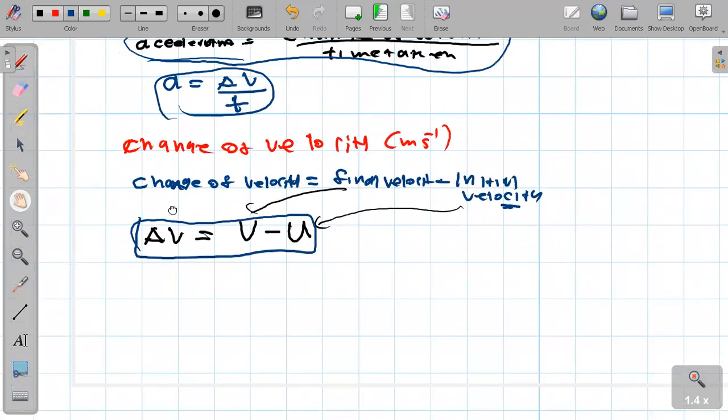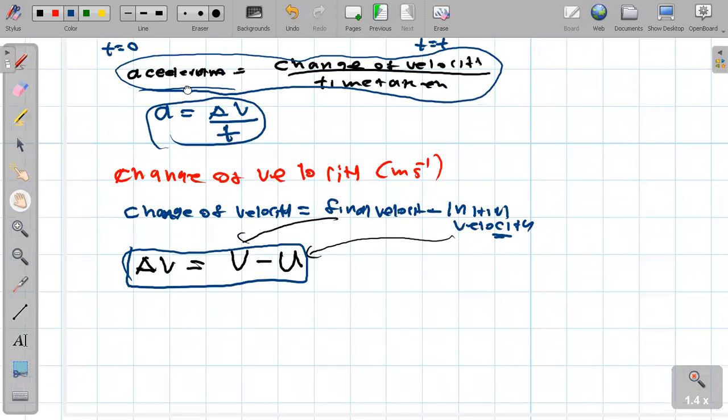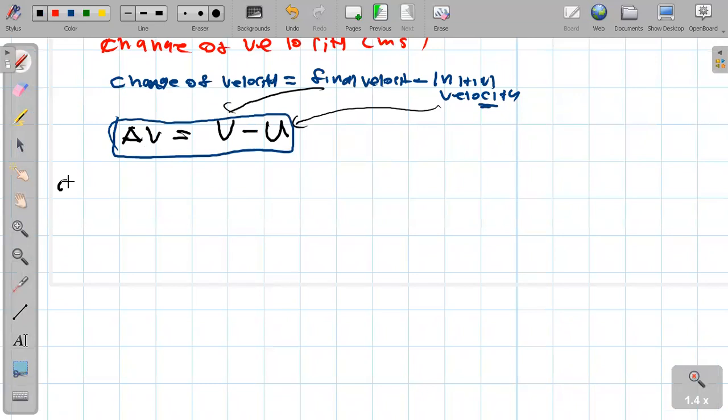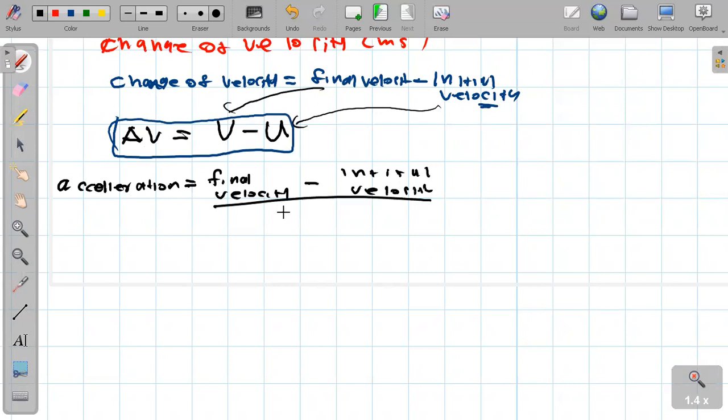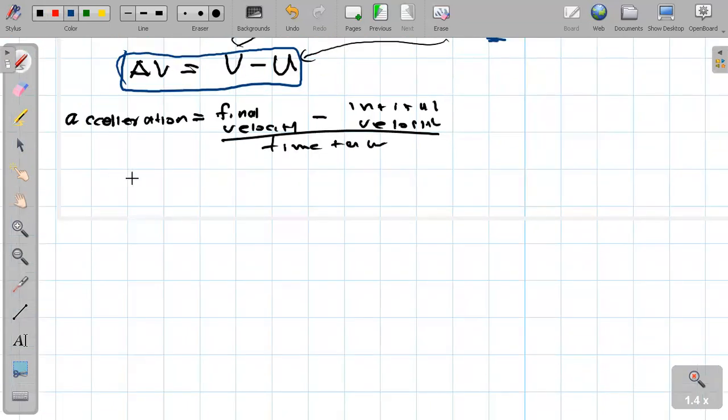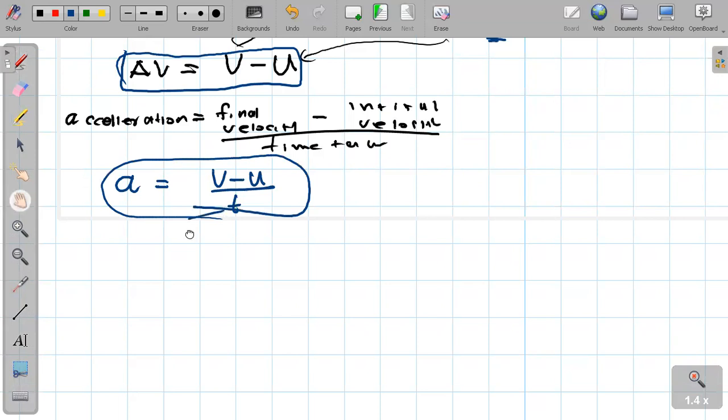Now I'm going to include this in the previous equation. Let's find out the acceleration. Acceleration is equal to final velocity minus initial velocity over time, the time taken. So in terms of the symbols, V minus U over T. Very, very important.